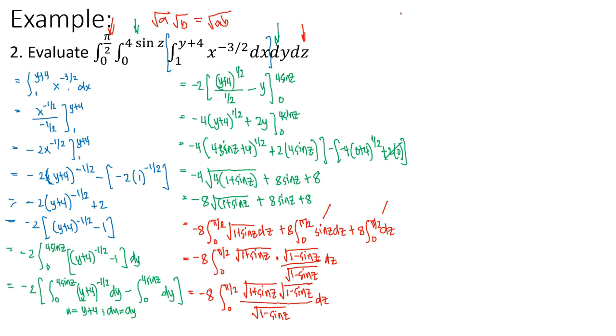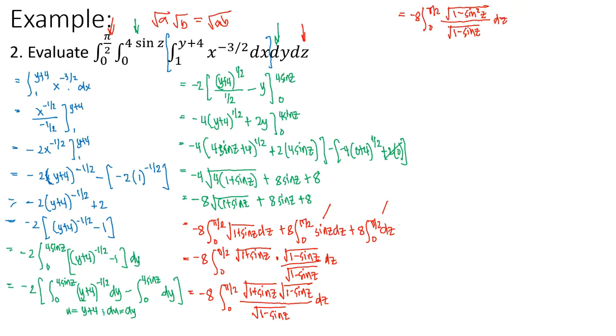So meaning to say, we have negative 8 from 0 to pi over 2. 1 times 1 is 1. Sine z times positive 1 is sine z. 1 times negative sine z cancels out. So sine z times negative sine z is negative sine squared z, all over square root of 1 minus sine z. Then we have the dz.